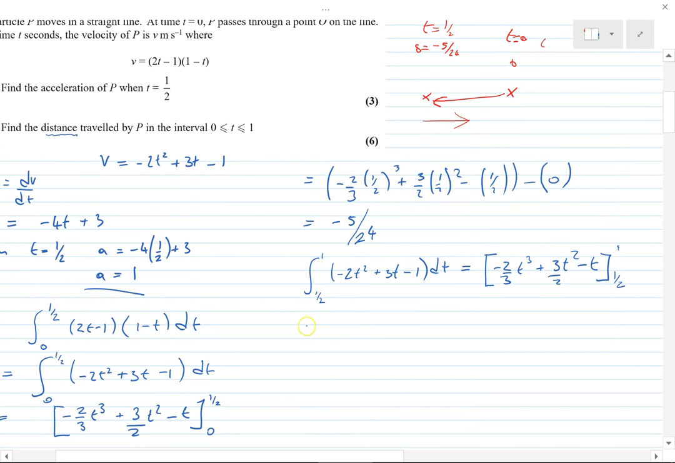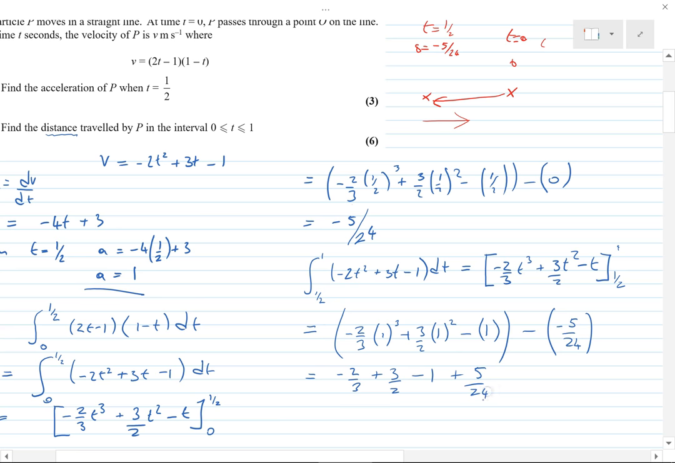Okay, so that equals, let's put in the limits, minus 2/3 times 1 cubed plus 3/2 times 1 squared minus 1. Take away, now I could put them all in again, but handily, I've already put in the value of half before. I've got it here, which is minus 5/24, so I'm going to save myself a bit of time by putting minus 5/24 in there. So that should make life a little bit quicker. Minus 2/3 plus 3/2 minus 1 plus 5/24. And that all comes to, I think, 1/24.